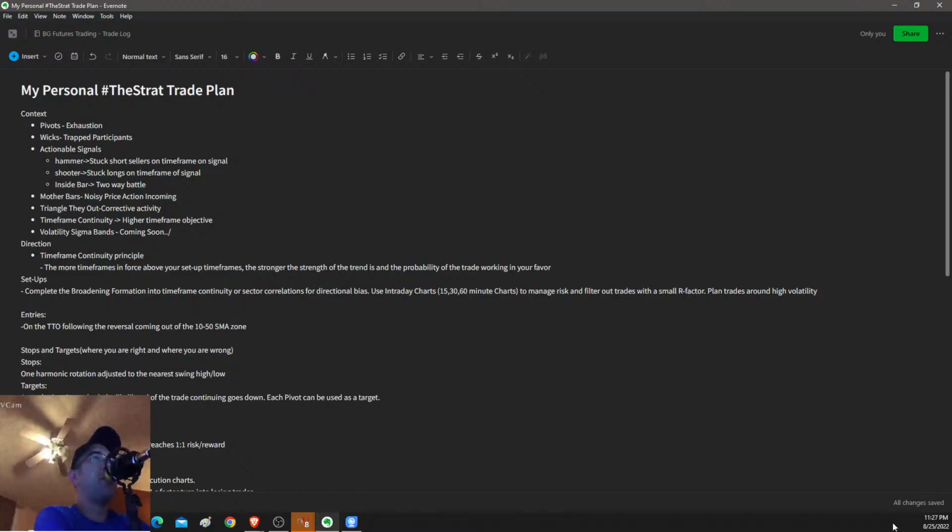So that's how I've developed this. I obviously trade the Strat. So I've applied Futures Trader 71's methodology to develop my trade plan, and this is what I've come up with so far.